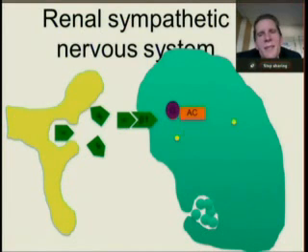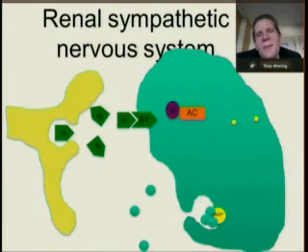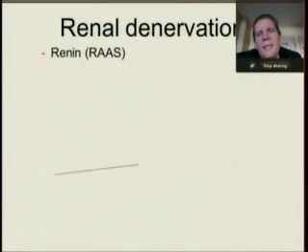So here's the activation of the adenyl cyclase. This converts ATP into phosphates and cyclic AMP. Cyclic AMP then causes release of renin. And renin, of course, then activates the renin-angiotensin-aldosterone system.